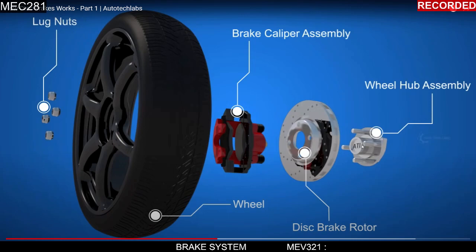This one is the wheel hub, similar to the drum brake. And this one we call the disc brake rotor. This is specifically only for the disc brake. We don't have this component in our drum brake. And then we have the brake caliper assembly. This is also only in the disc brake. We don't have that in our drum brake.